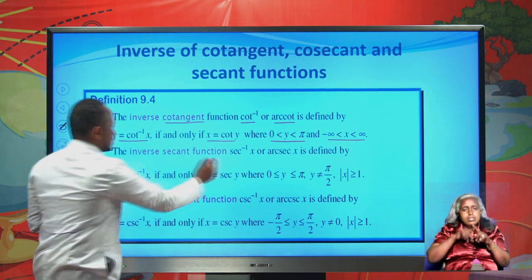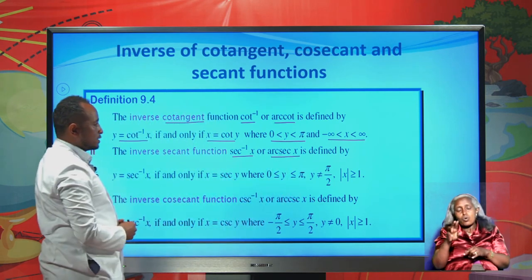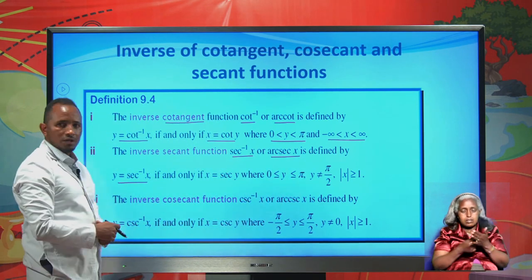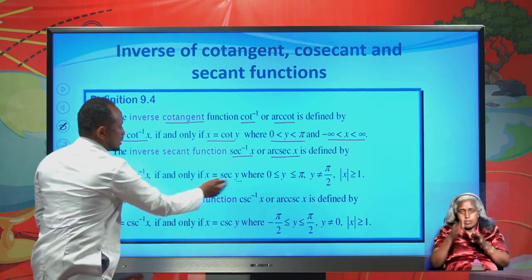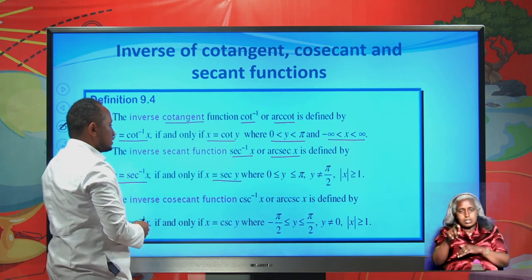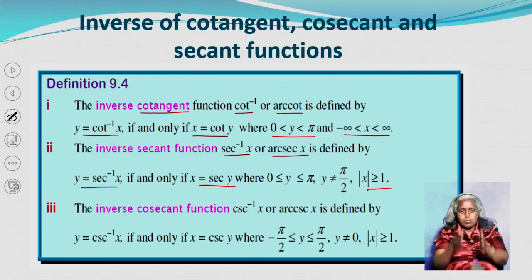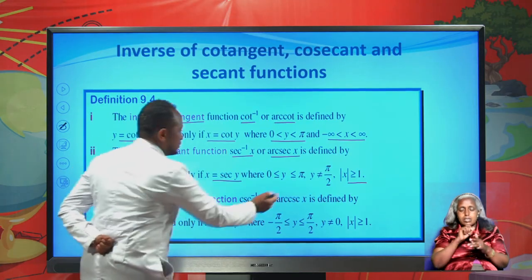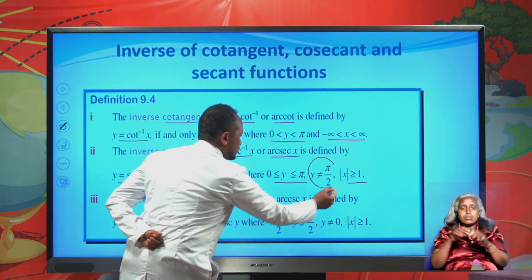The inverse of secant function is given by sec inverse of x, or arc sec x. It is defined by y is equal to sec inverse of x if and only if sec y gives you x, and the domain is absolute value of x greater than or equal to 1. That means x is greater than or equal to 1, or x is less than or equal to -1. Its range is between 0 and pi inclusive, without including pi over 2.